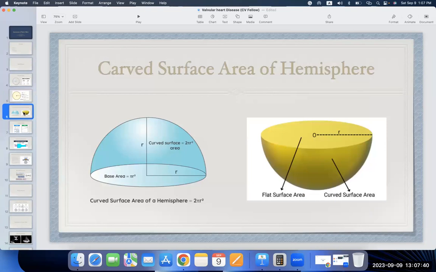The other formula that you really need to know, and this is going to help you a lot, is how to calculate the surface area of a hemisphere. This is a hemisphere. It's a 3D shape, half a sphere, with a flat surface and a curved surface. It's very important to know how to calculate the curved surface area. You measure the radius, square it, multiply it by 2, and then multiply by pi. From that, you get the curved surface area of the hemisphere.